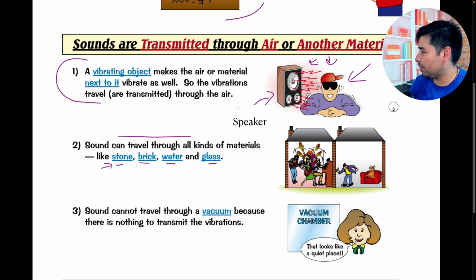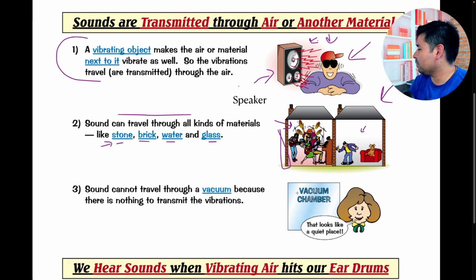That's why, for example, here in the picture, we have these two houses. The house is made of bricks, stones, whatever. And they are making some sound here inside of the box. And of course, the neighbor is not really happy because the sound can cross it. The sound can go through it, right? So, of course, he's not really happy with that. You get it?